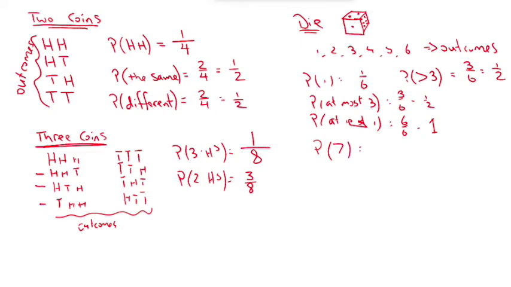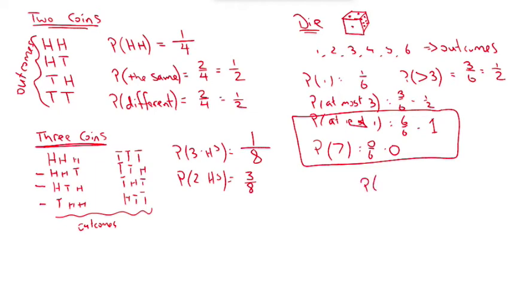You have a 0 out of 6, better known as 0. So these last two probabilities are important. The sum of all your probabilities has to be 1. This is another thing about probabilities: the probability of an event has to be between 0 and 1. That's a fancy notation for between 0 and 1.